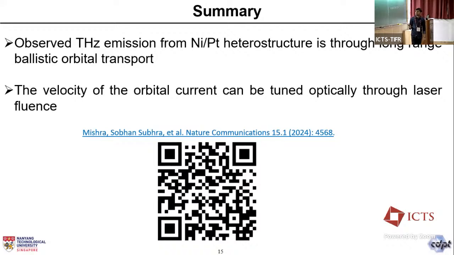One is, as I showed you, the transport of orbital is long range, so we can have information carrying over a long distance rather than spin transport. Second is we can control the velocity of this orbital current very easily through optical means, which we cannot do in spin. Third is, since orbital to charge conversion doesn't require spin orbit coupling, high spin orbit coupling metal, we have more metals to explore to design this heterostructure.